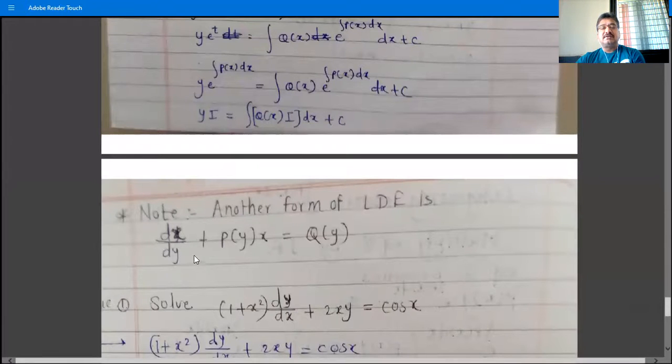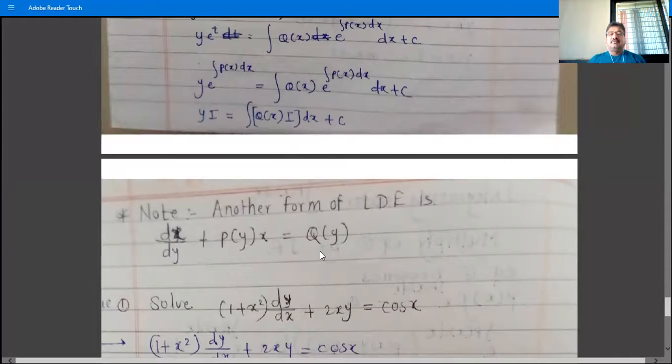So the solution of this type of linear differential equation is: x times I is equal to integration Q(y) I dy plus c. And what is I? I is equal to e raised to integration P(y) dy. So right here is the solution of this type of linear differential equation.